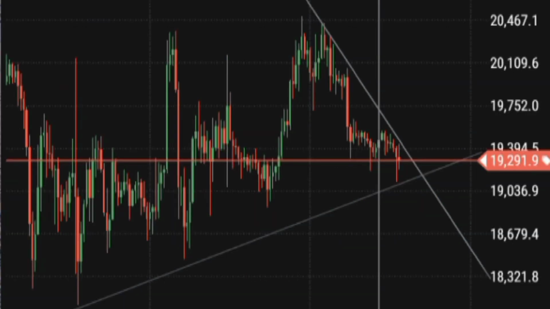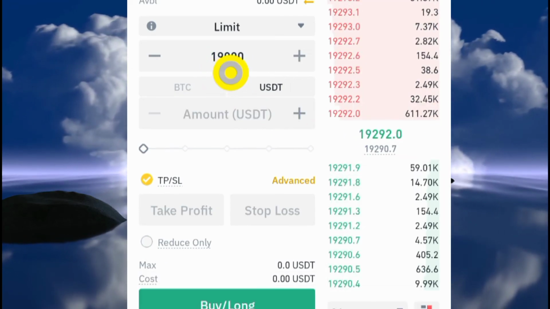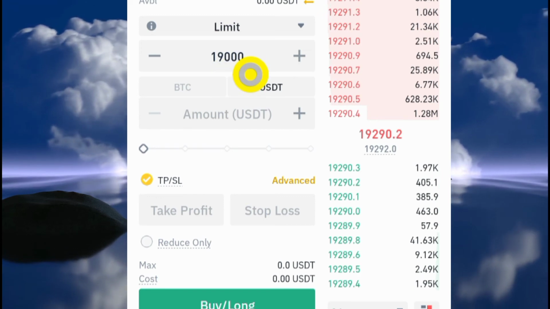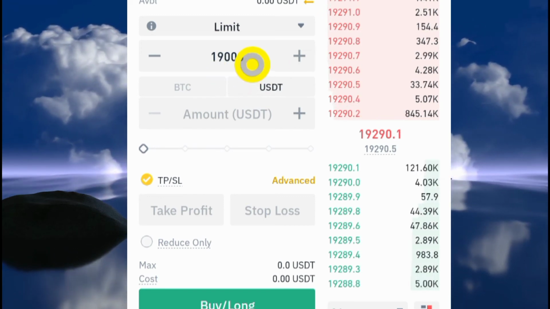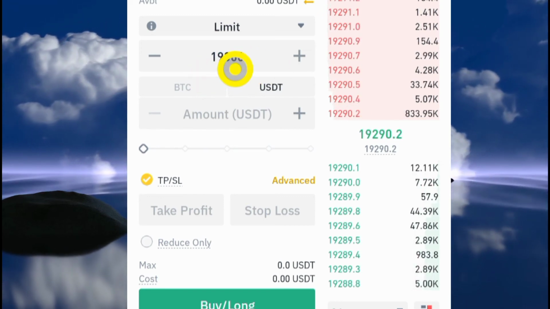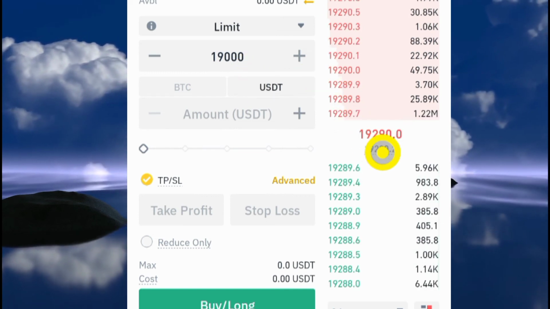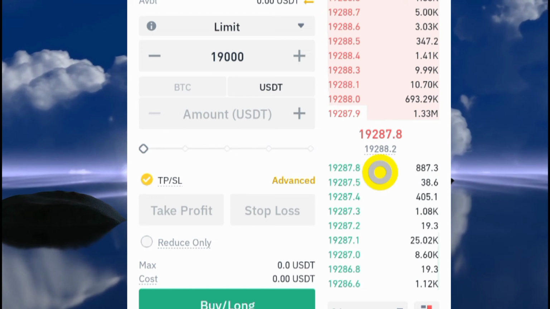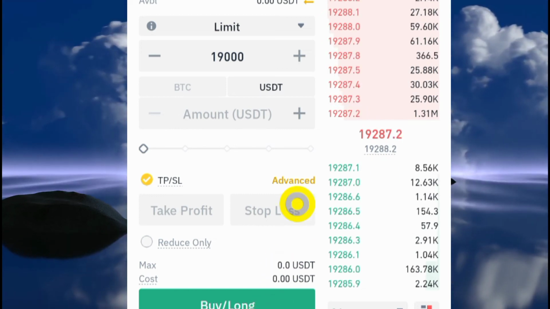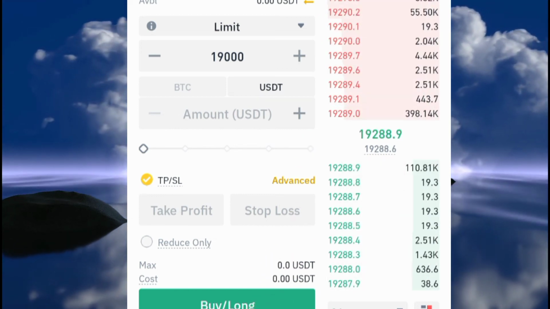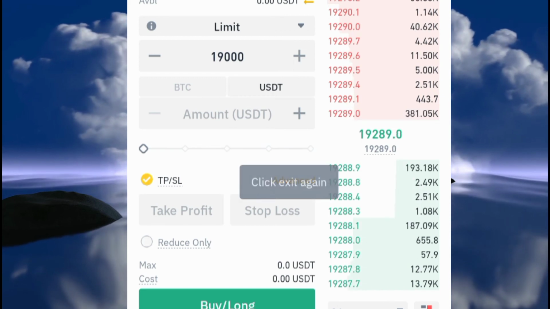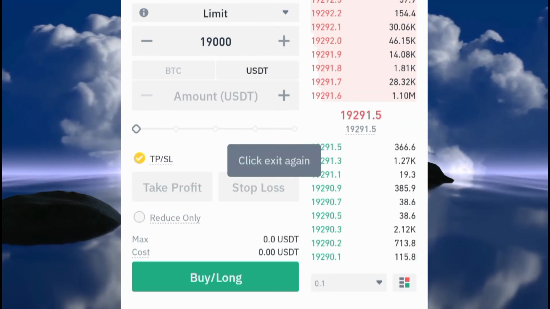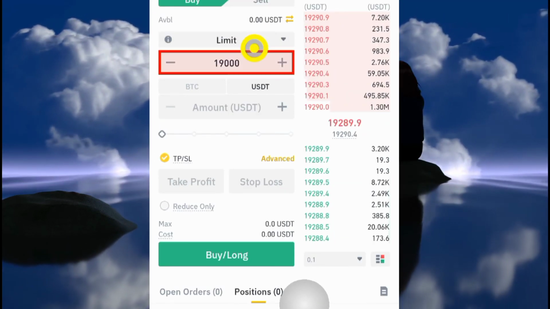So with this information, I would then have to put $19,000 here, or maybe 19,100, that Bitcoin could drop to 19,100. Because the price is not yet there, you can see where it is. It is at 19,289. If I click buy, the order is going to be here as an open order. It's not going to be filled until we get to that price. So that's how the limit order works.